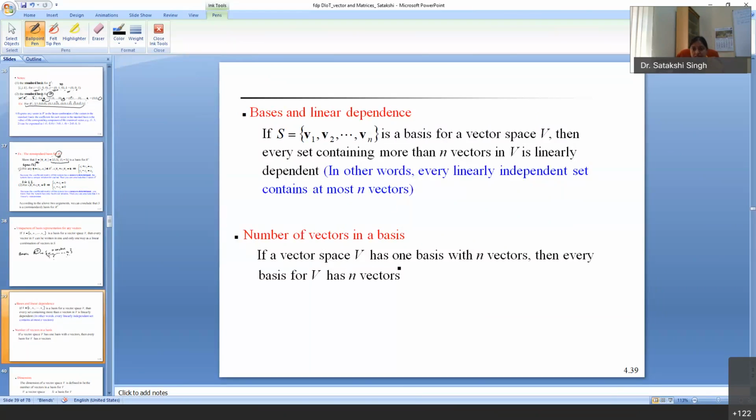And if a vector space has one basis with n vectors, then every basis for V has n vectors. This I already explained to you, that whether you have the standard basis or a non-standard basis, in every basis the number of vectors will remain the same. So if this is an n-dimensional space, there will be n vectors, v1 to vn, and if this is a four-dimensional vector space, you will have four vectors, v1, v2, v3 and v4 in every basis of this vector space. So every basis will have the same number of vectors in it.